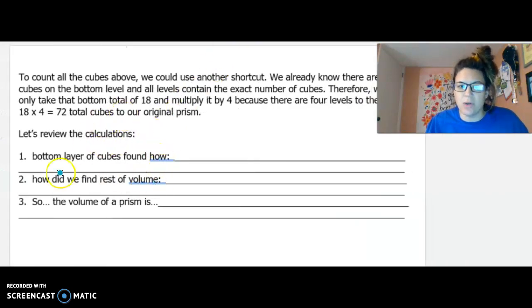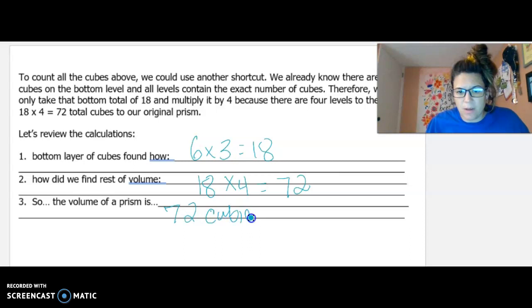There's kind of a shortcut. The bottom layer of cubes we found by doing 6 times 3. That was on that bottom layer, and then the rest of the volume is that we need those 18, but we need it 4 times. So we're taking the 18 that's on the bottom and multiplying it by 4 to get how many cubes filled up that whole prism, and it's kind of a shortcut. So the volume of the prism is 72 cubic units, because I don't think I said which one it is.